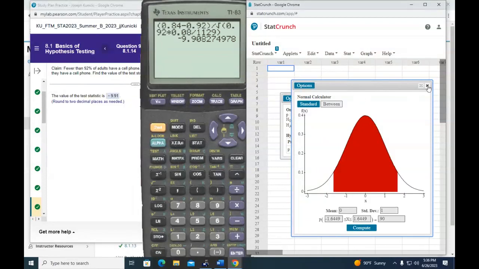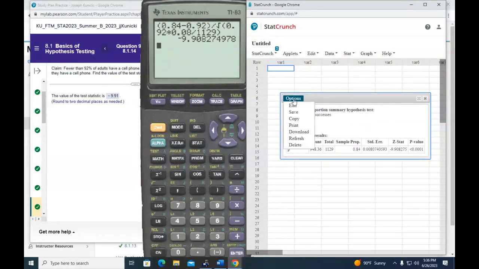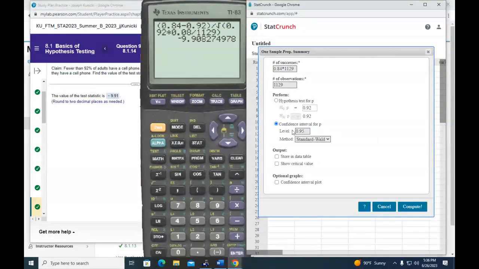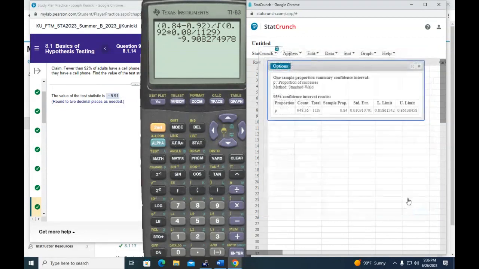One last thing. What if I had gone here and instead of doing a hypothesis test, I did a confidence interval? We have to do a 90. The thing of it is, is 0.92 in the confidence interval? No. So we would be using a confidence interval to reject. Even if somebody says, well, I want a 99% confidence interval, it doesn't matter. We're so far in the tail, it doesn't matter.